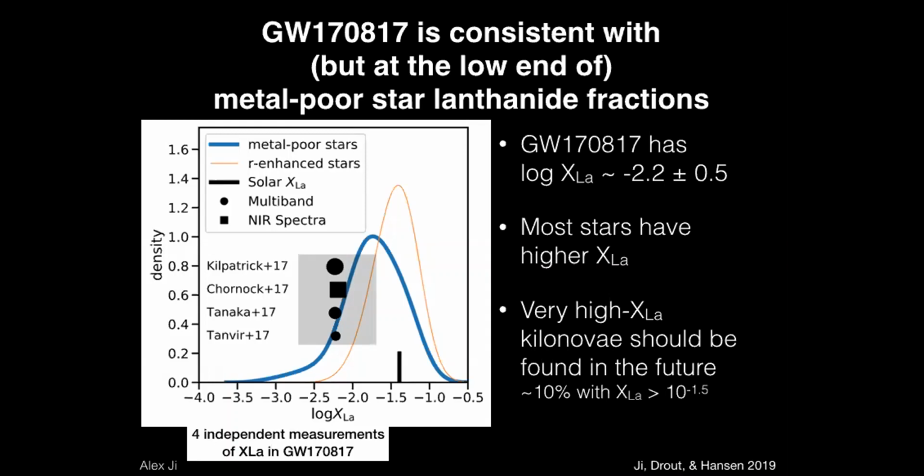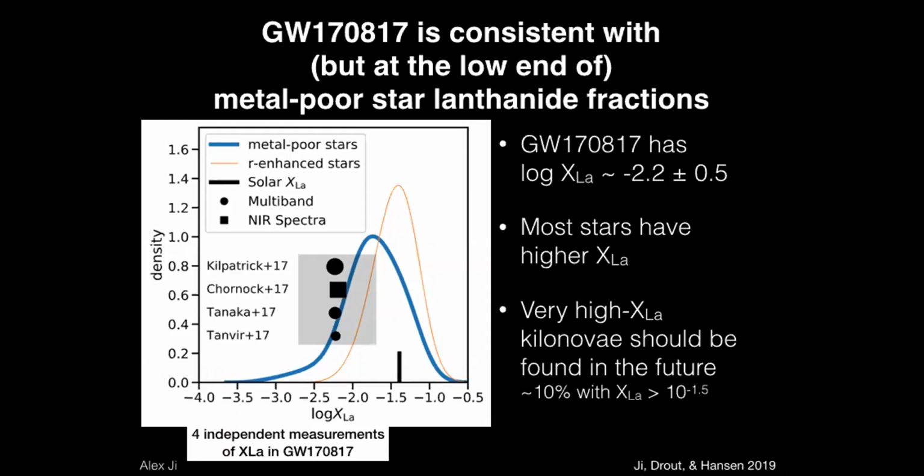And so what this means to me is that most of the stars have higher lanthanide fraction, but it's not out of the realm of possibility that you could have a kilonova with low lanthanide fraction. But in the future, we should definitely be seeing kilonovae with much higher lanthanide fractions. And in particular, 10% of these things should have lanthanide fractions much higher than 10 to the minus 1.5. And that makes it a pretty substantive difference in the light curves.